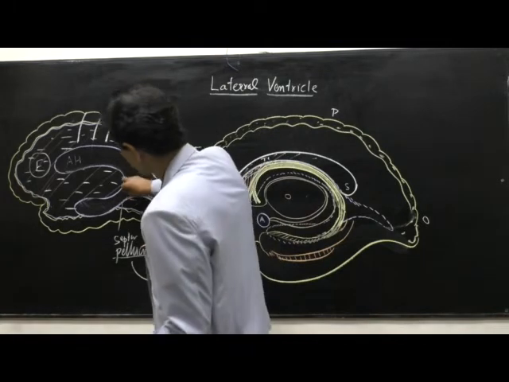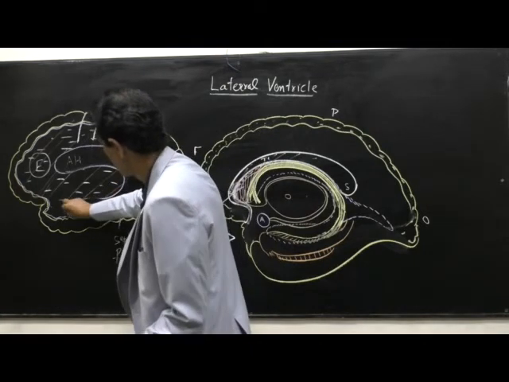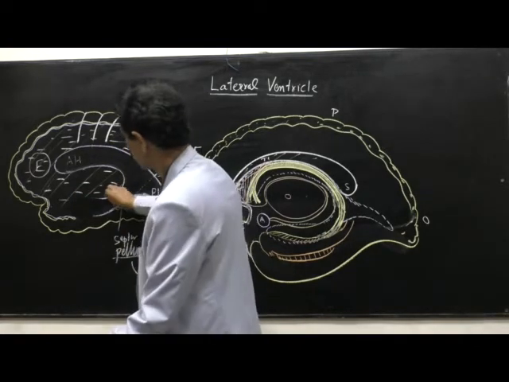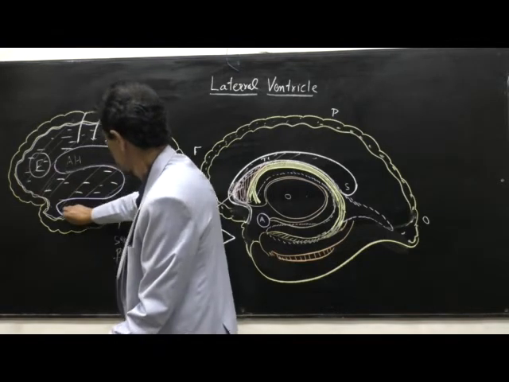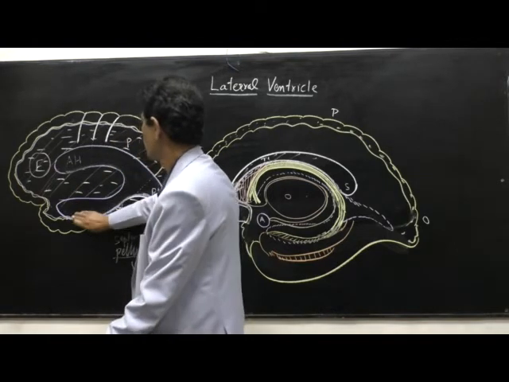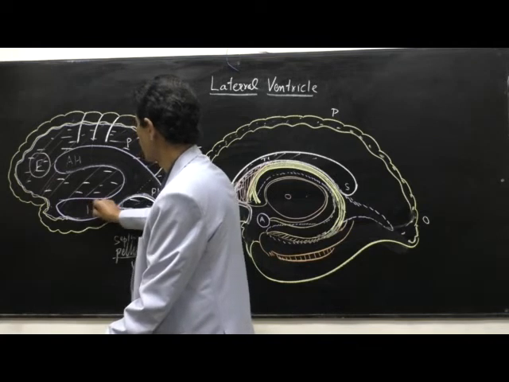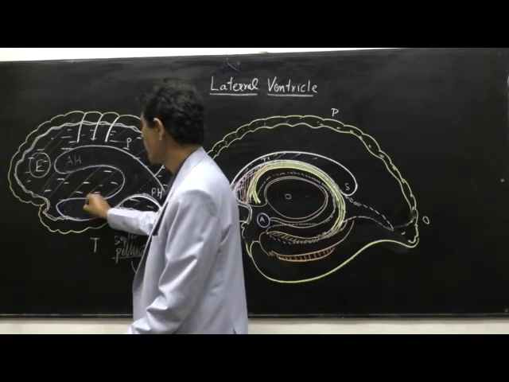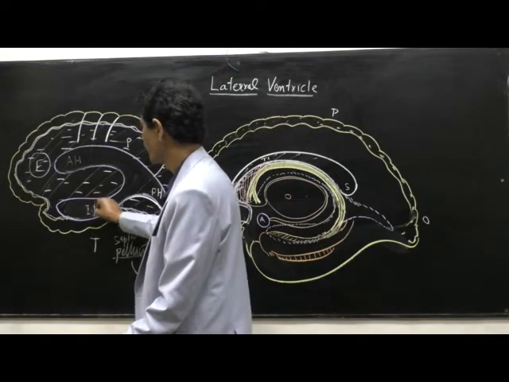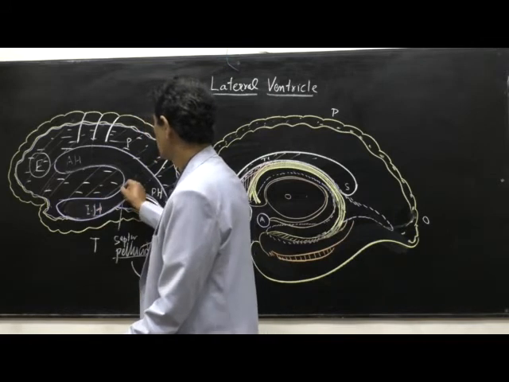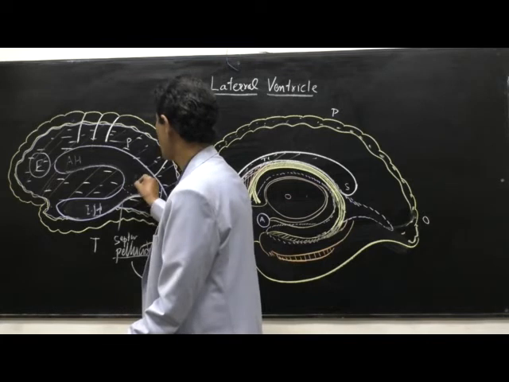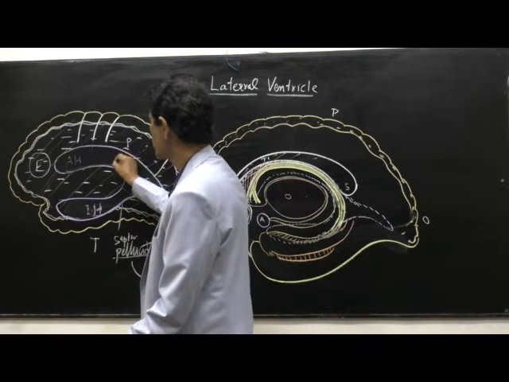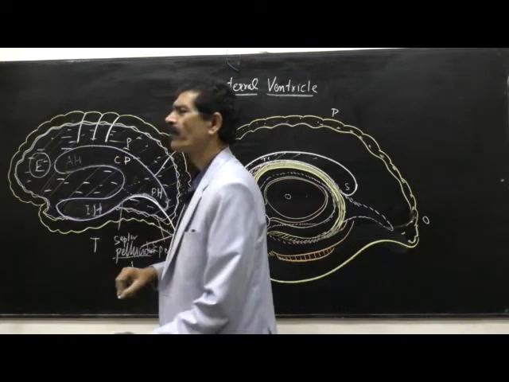And the part which extends and comes into the temporal lobe is called the inferior horn. In the temporal lobe, the lateral ventricle is called the inferior horn because it lies inferior. And whichever part is left, which lies in the parietal lobe, is called the central part of the lateral ventricle.